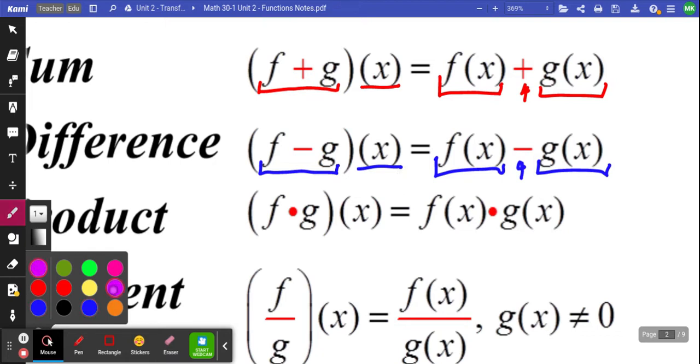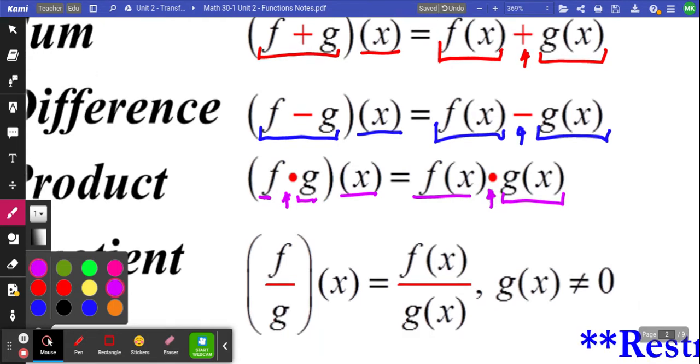Look at this one. So this would be f times g of x. That's the same thing as saying f of x times g of x. And the last one, this would be f divided by g of x, which is the same thing as saying f of x divided by g of x.